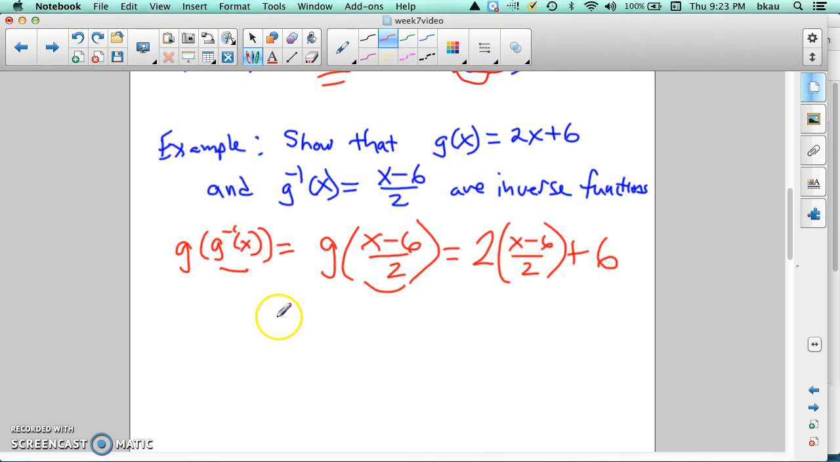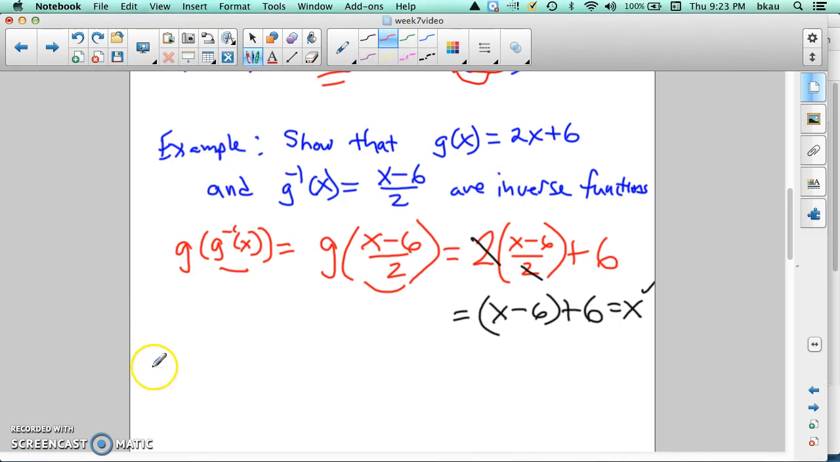If we simplify that, these two things will reduce. Okay, and then we're going to get x minus 6 plus 6, which gives us x, and that gives us half of our definition correctly.